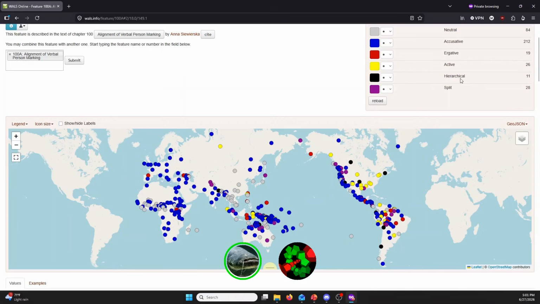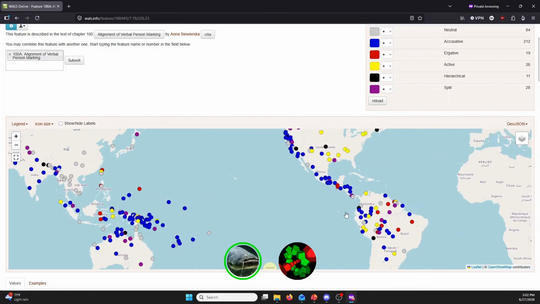Star Trek reference. Neutral, accusative, ergative, active, hierarchical, split. Hierarchical agreement is fun, but it is a bit involved. So you can see that accusative agreement is pretty common in Eurasia. There are these pockets of ergativity in the Caucasus, and this is, of course, Basque. I don't think there's any other notable, but there's some in the Amazon.